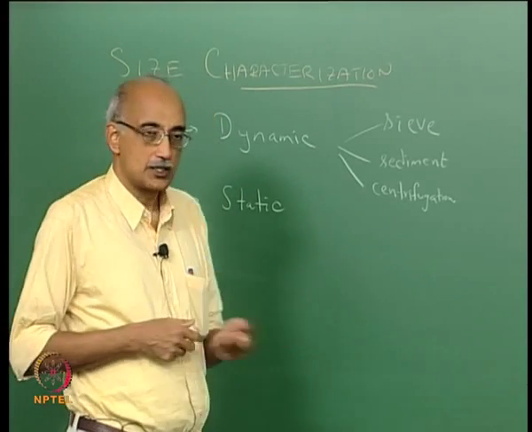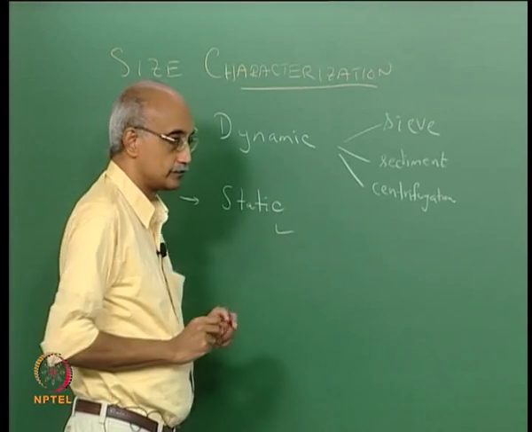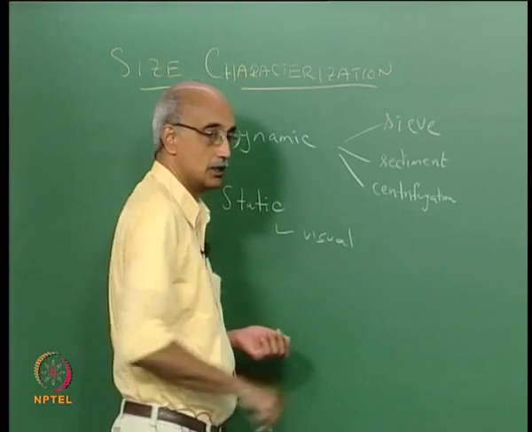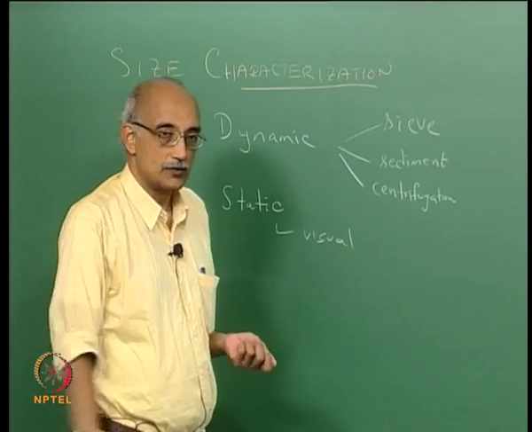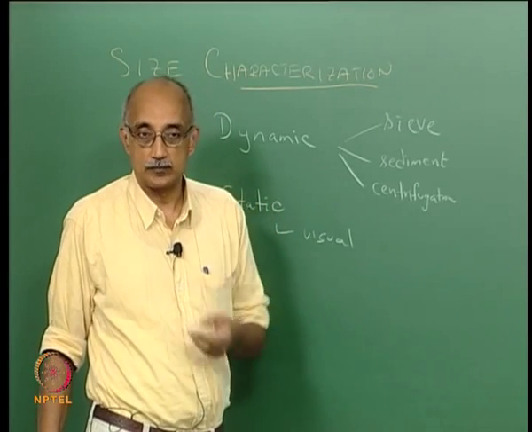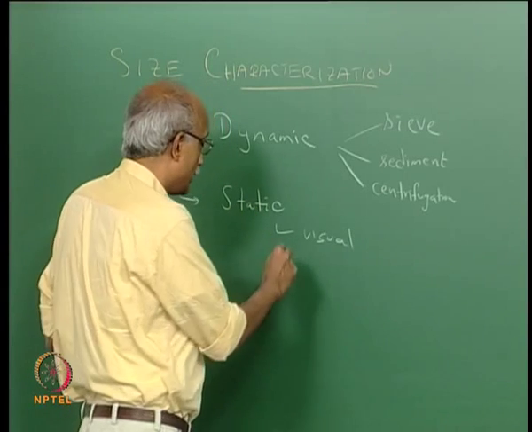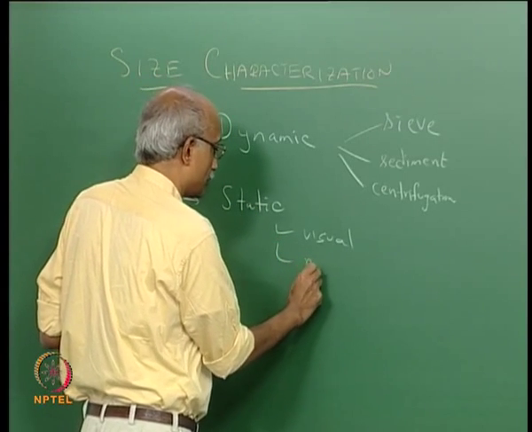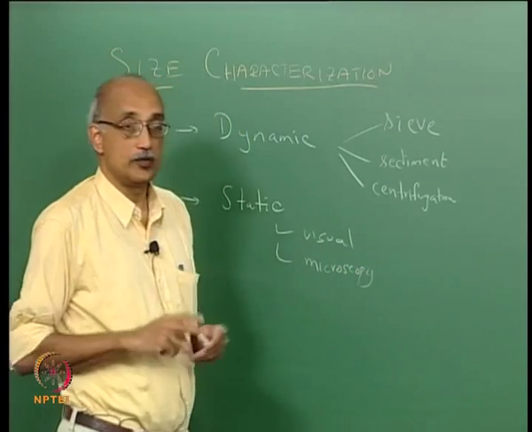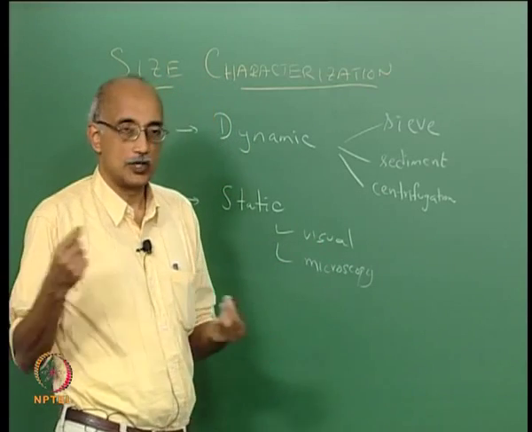Now, some common methods of static size analysis would be, well, the most obvious one is just visual inspection. You have a particle sitting on a surface and you look at it and your eyes are doing size assessment. That is an example of a static size measurement. Or, taking it further, microscopy. Of course, when you say microscopy, there are so many variants of it, the most simple one being optical versus electron.